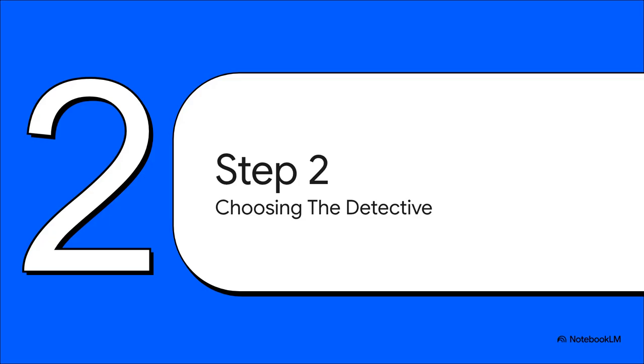All right, our evidence is clean and organized. Now we need to pick our lead investigator. And here's the thing. Not all machine learning models are the same. Some are just better at certain tasks than others. So what do we do? We hold auditions. We're going to see which detective performs the best.